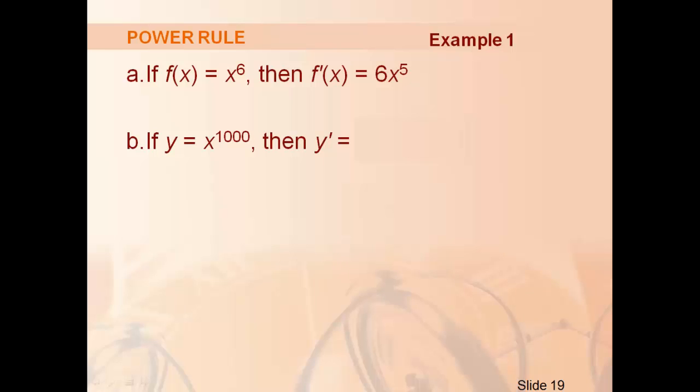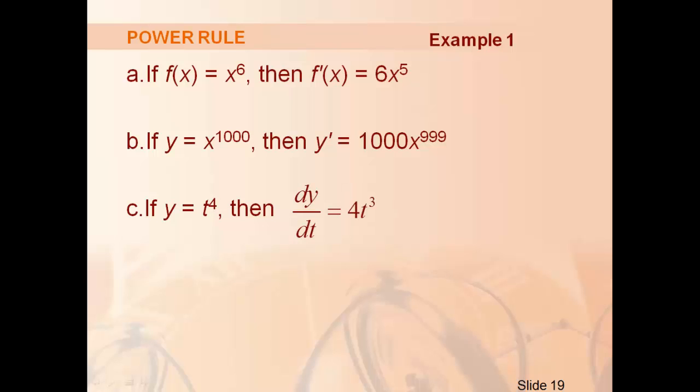If y equals x to the 1000, then again we're using prime notation but with y instead of f this time, and we should have 1000x to the 999th power. If y equals t to the 4th, then the derivative of y with respect to t, Leibniz notation, we get 4t cubed. Again, Leibniz notation, the derivative of r cubed with respect to r would be 3r squared.